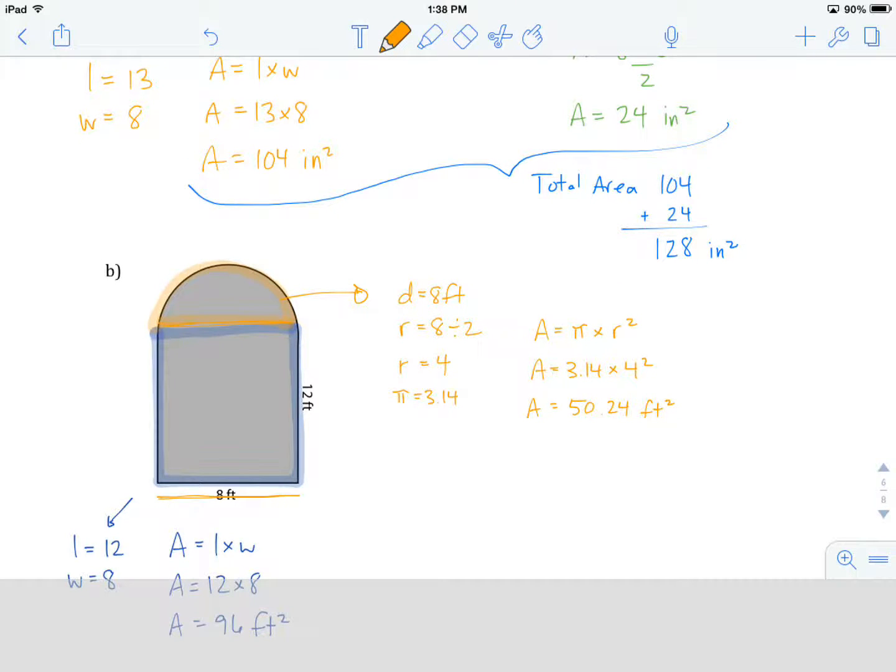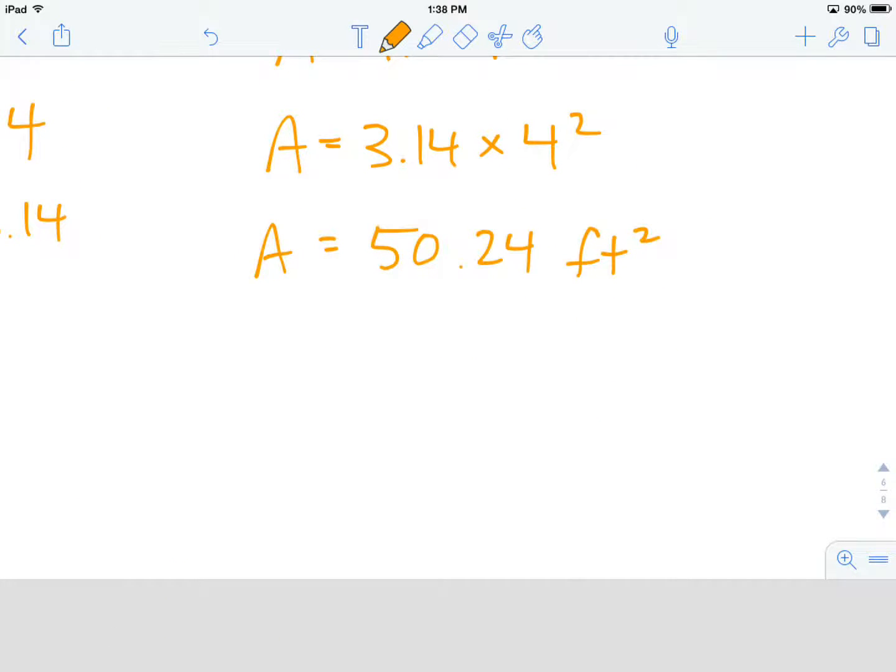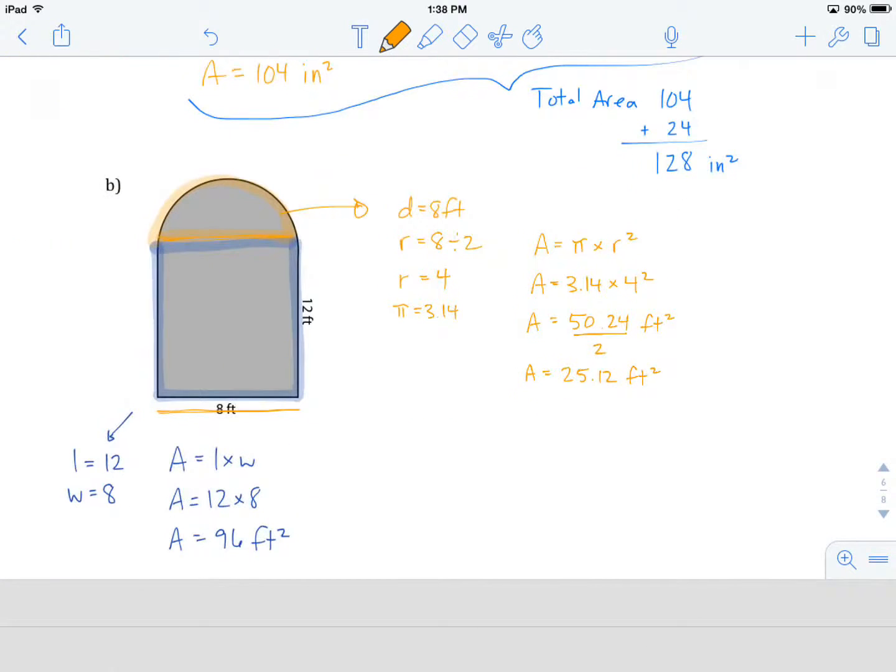Now before we move on, that's the area of a full circle, but you'll notice in the picture we actually only have half a circle there. So what I need to do is take this total and divide it by 2 to get the actual area of that half circle. So I take my 50.24 and I divide it by 2. That's going to give me 25.12 feet squared for the actual area in the picture.